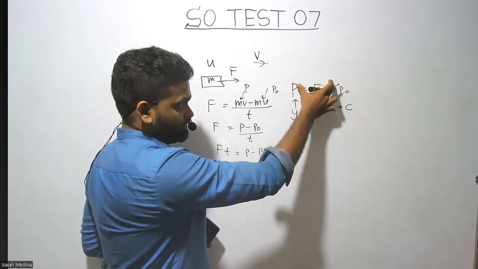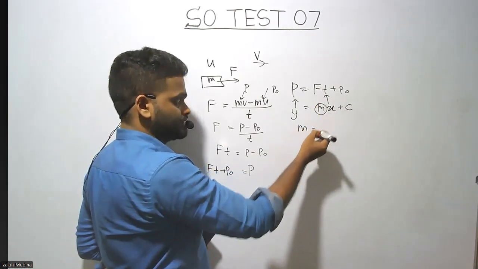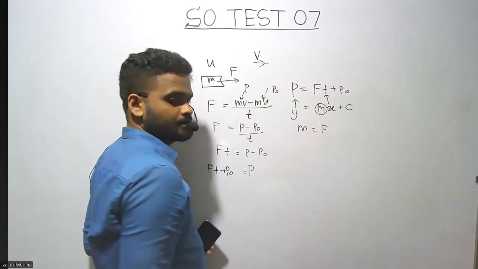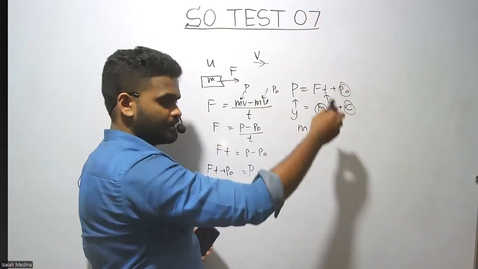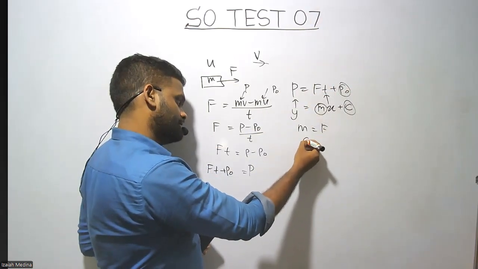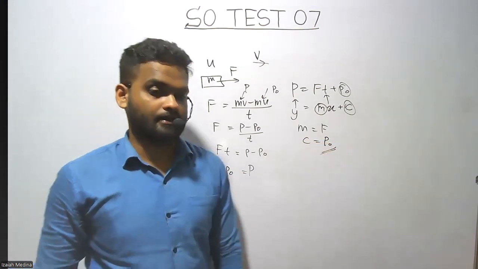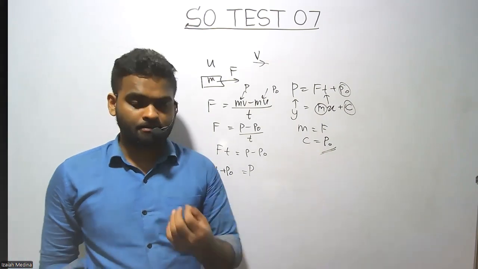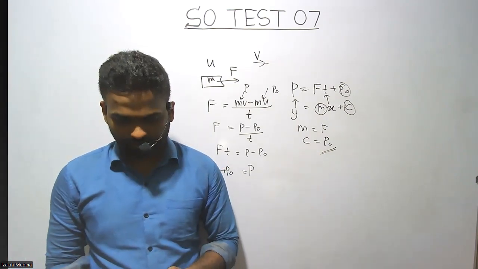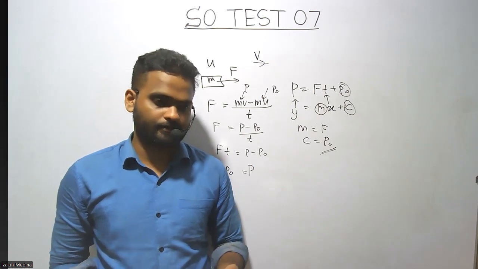So when you compare these two equations, the gradient should be the net force. The intercept should be p naught, meaning initial momentum, right? So c is equal to p naught. Get it? The gradient is the net force. The intercept is p naught. So the answer should be the third one, right? Net force and p naught.